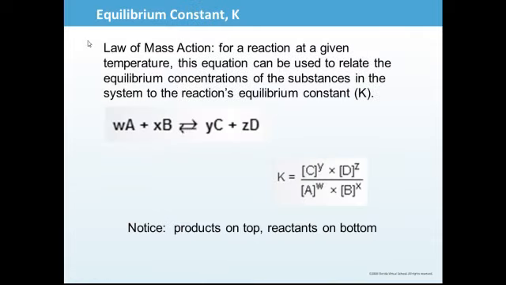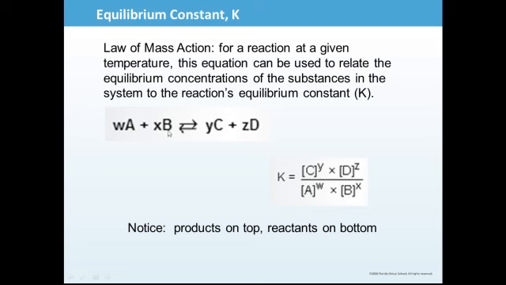They remain constant. With any system at equilibrium, we have what we call the law of mass action. Basically, we can just consider it the equilibrium constant. So the law of mass action basically states that for any reaction at a given temperature, we can relate the concentration of our products to the concentration of the reactants. So we can make a relationship between what they are.